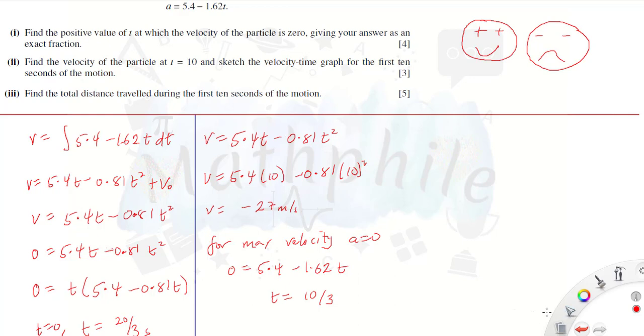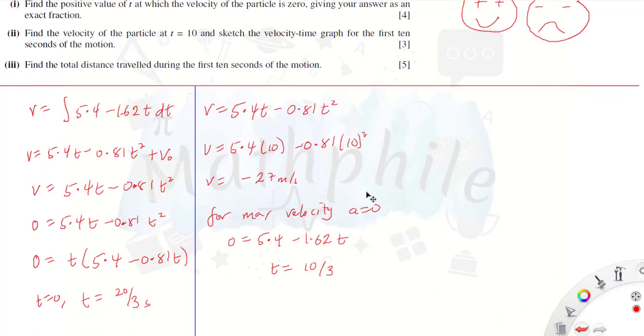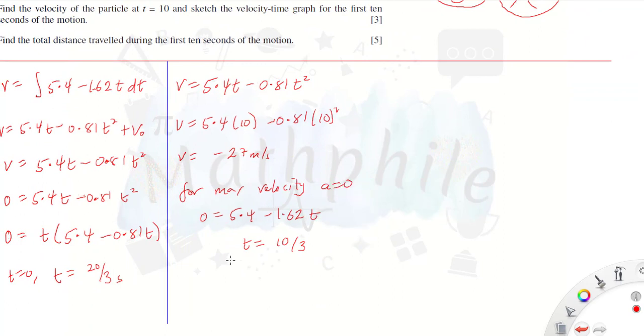Okay, now I can find the velocity at this point. So substitute this into the velocity function and get me a velocity. I'm going to use these values to sketch the curve, to get a more accurate curve. So V is going to be equal to 5.4 times 10 over 3 minus 0.81 times 10 over 3 squared. So V is going to be equal to 9. Okay, now let's use this basic information to sketch the curve.